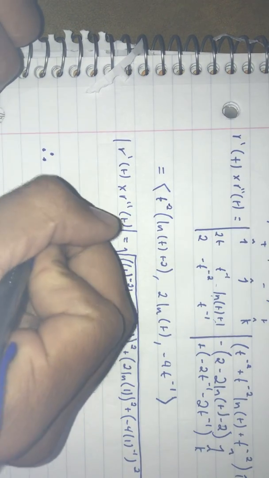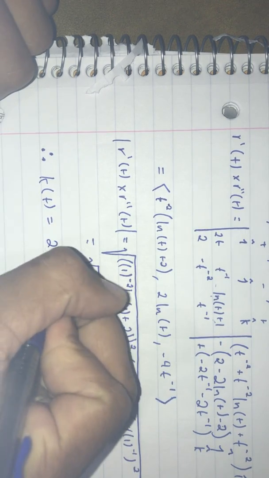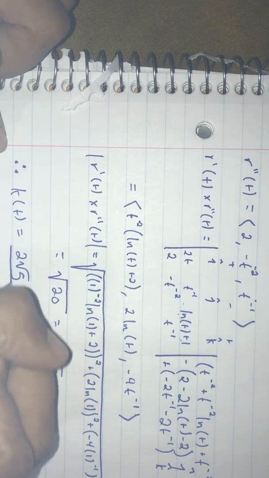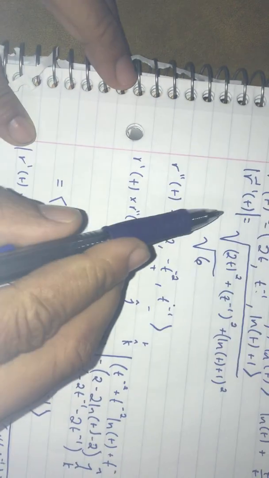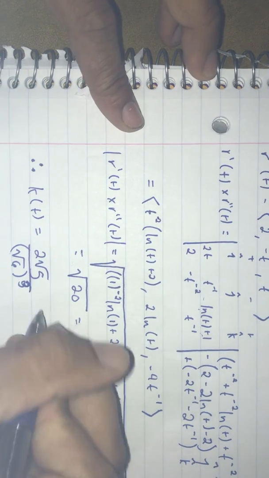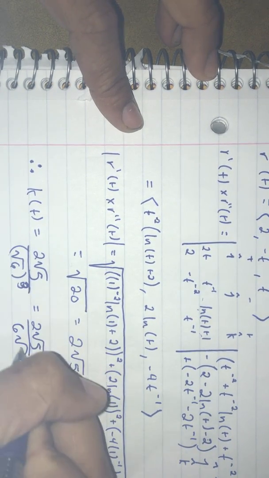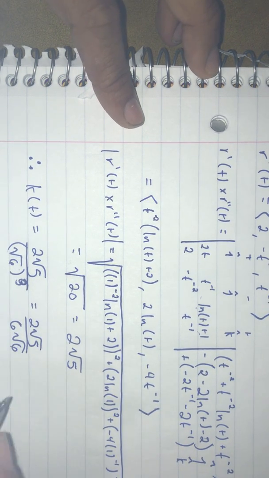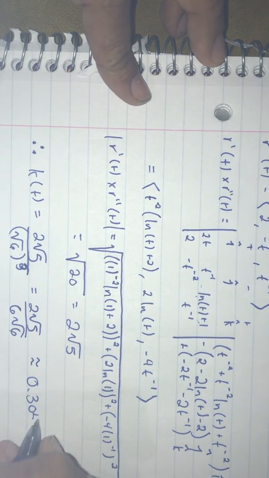We now know that kappa of t is going to be equal to 2 square roots of 5, our value for the magnitude of the cross product, divided by the square root of 6, which is our value for the magnitude of r prime of t, and that whole value on the bottom is cubed. And with that, we get 2 square roots of 5 over 6 square roots of 6. Obviously, 6 times 6 is going to get rid of the square, and then you multiply it again. You can put that square root back. And that is equal to just about 0.3043.